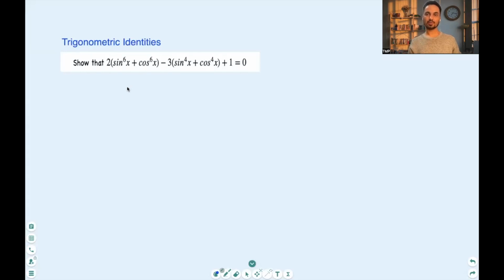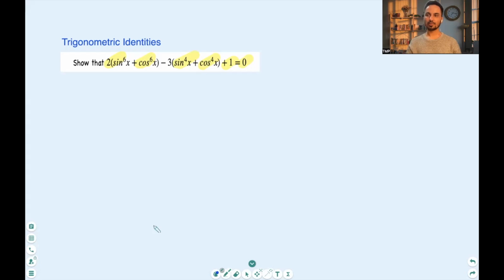Today we are solving a question on trigonometric identities. And the question is, show that 2 times (sin⁶x plus cos⁶x) minus 3 times (sin⁴x plus cos⁴x) plus 1 equals 0.